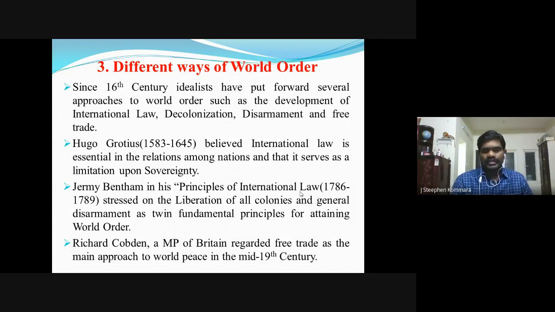And Richard Cobden, a member of Parliament of Britain, regarded free trade as the main approach to world peace in the mid-19th century. Richard Cobden, a member of Parliament of Britain, said about free trade, స్వేచ్ఛా వ్యాపార వాణిజ్యం. It is one of the main approaches to establish world peace in the mid-19th century.